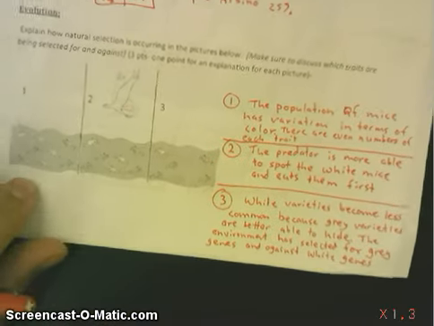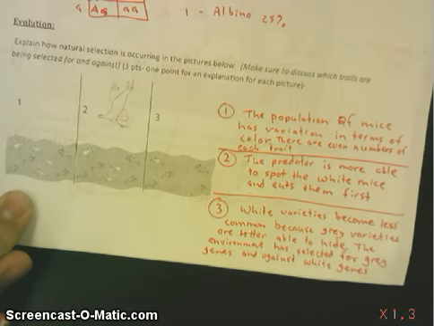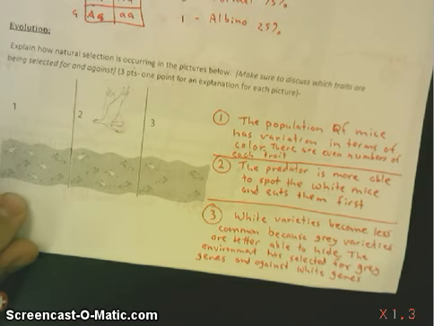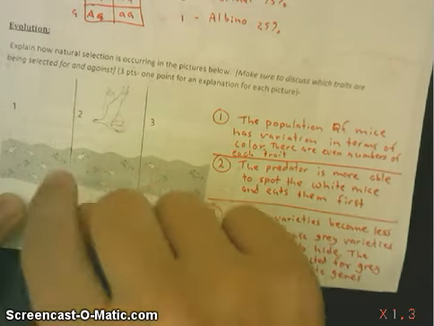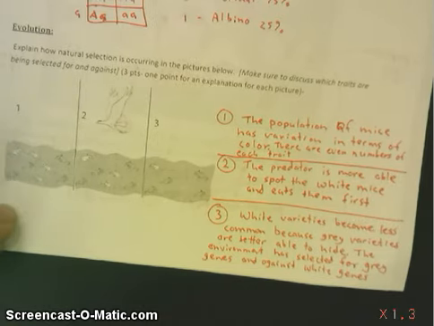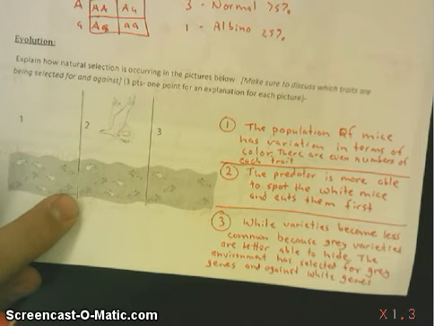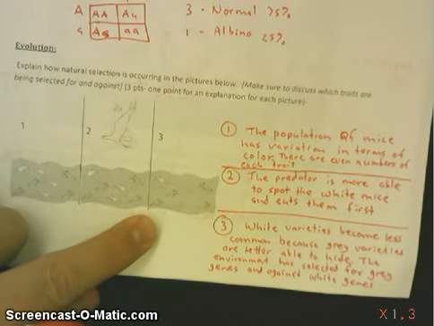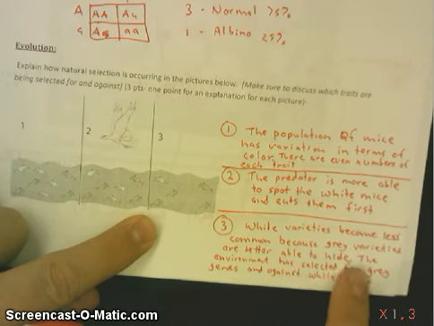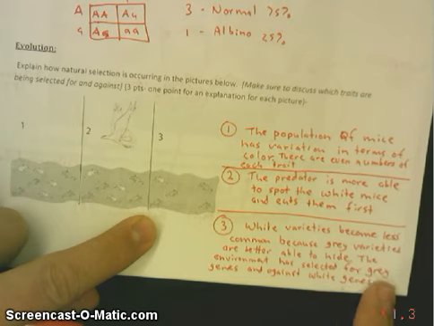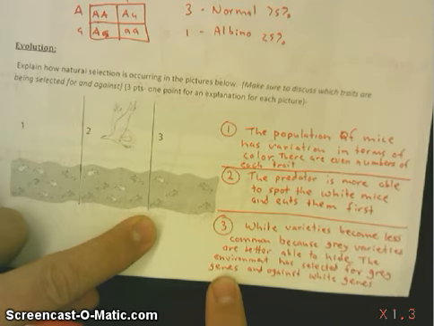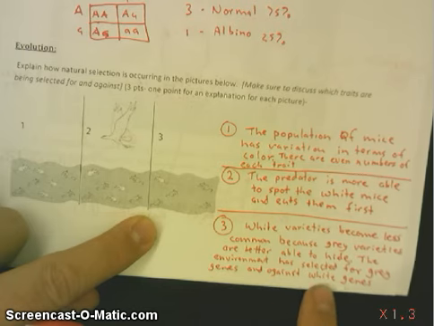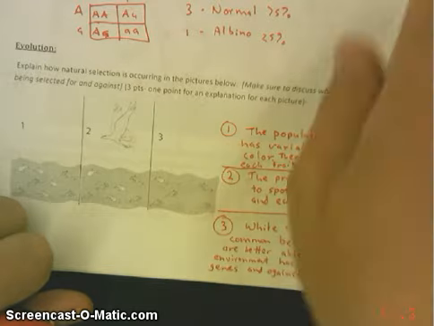The evolution question on the bottom, we see 3 pictures. I asked you to explain what was going on in each picture and to explain which traits are selected for or against. In the first picture, we see the population of mice. It has variation in terms of color. So it's all the same kind of mouse, but there are white mice and gray mice, and there's an equal number of each kind of trait. In the second picture, a predator is better able to spot the white mouse on the gray field, and they eat them first. In the third picture, we see there's still a population of mice, but most of the white mice are gone. White varieties have become less common because gray varieties are better able to hide. The environment has selected for gray genes, the genes that make the trait of gray mice, and against the genes that make white mice. That's where they select for and against.